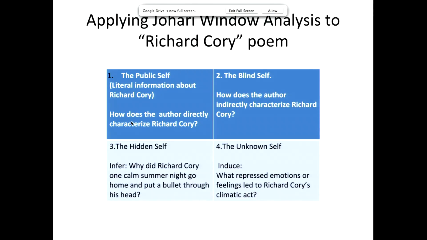So as we apply the Johari window analysis to the Richard Cory poem, we can look at some things like how does the author directly characterize Richard Cory?